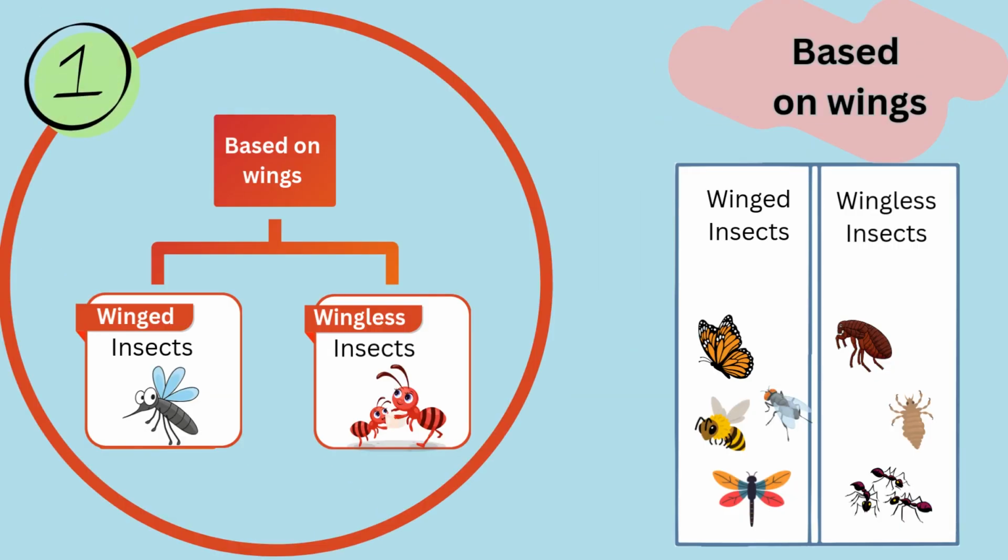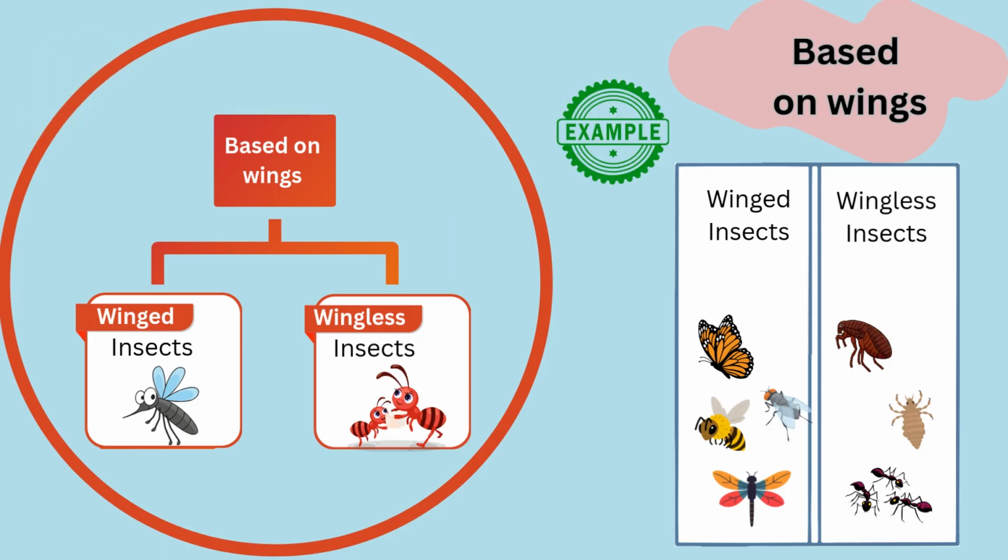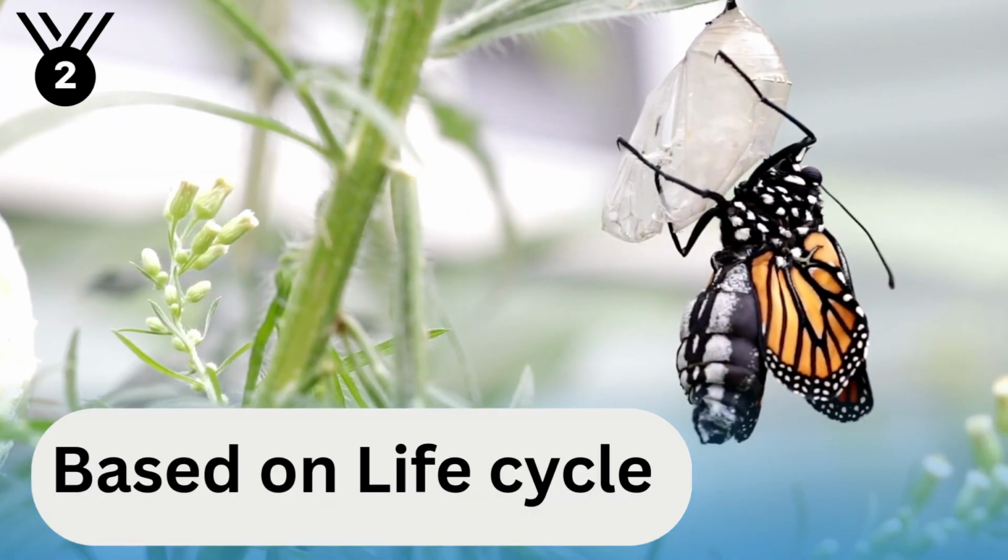Number 1, based on their wings. Some insects have wings and some don't. Winged insects are butterfly, housefly, bee, and dragonfly. Wingless insects are ant, lice, and flea. Next is based on their life cycle.